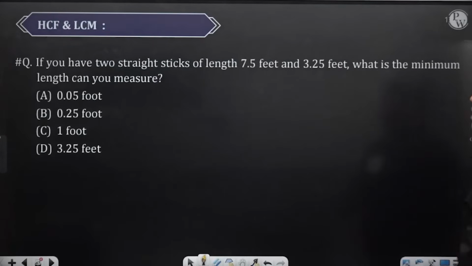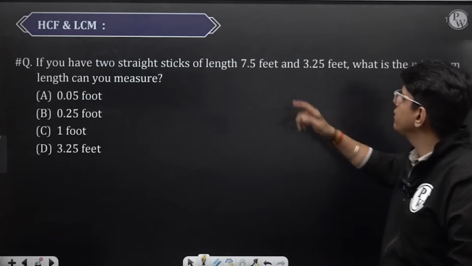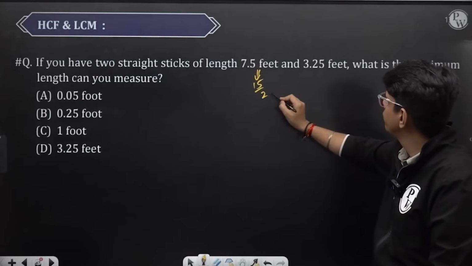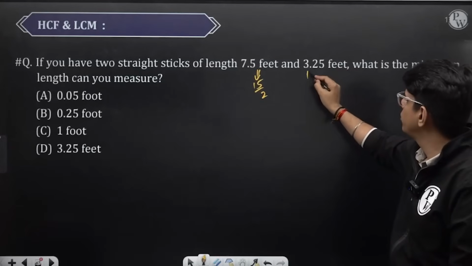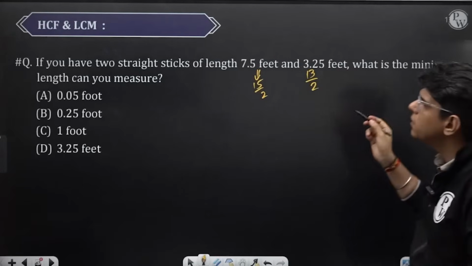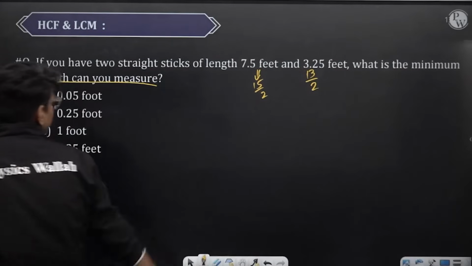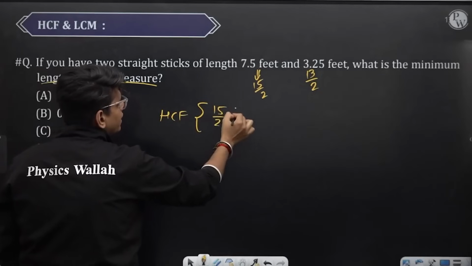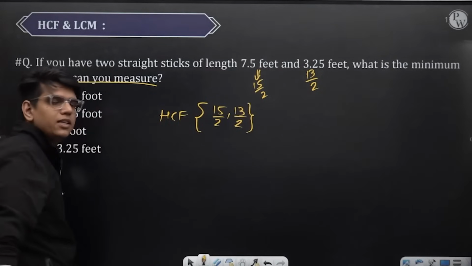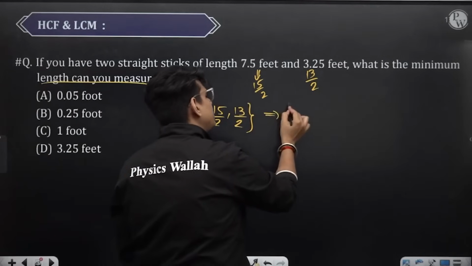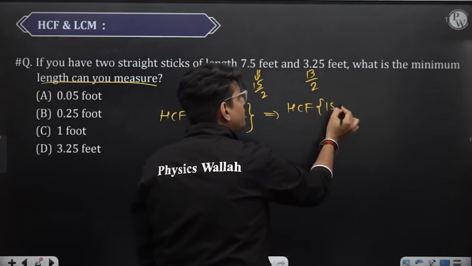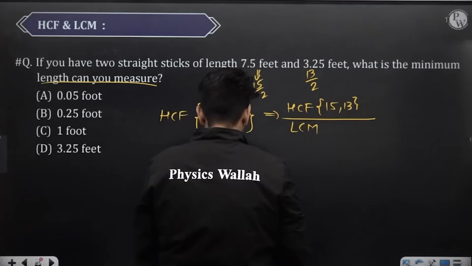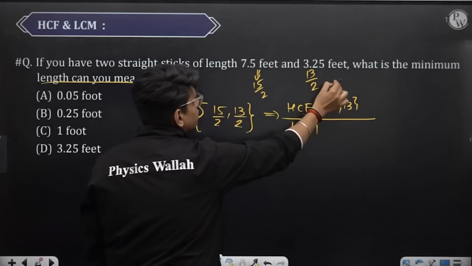Next is another question which can be asked. Like if you have two straight sticks of length 7.5 feet and 3.25 feet, which is 15 by 2, and this is 3 plus 1 by 4, 13 by 4. Right? What is the minimum length you can measure? So minimum length you can measure is the HCF of 15 by 2 and 13 by 4. Now, what is the HCF of the fractions? So this is nothing but HCF of the numerators, which is 15 and 13, and LCM of the denominators. This is 4. This is not 2, this is 4.